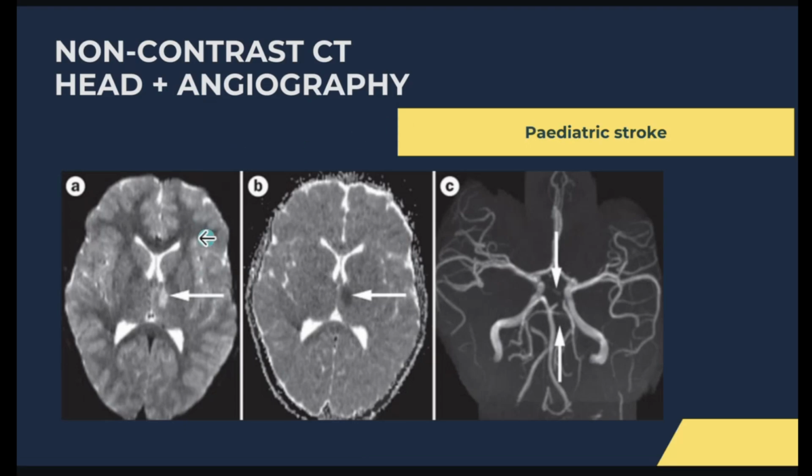So the A and B images show the non-contrast CT. You can see that the stroke is where the arrows point. So that's where the occlusion has happened. And then you would also do angiography to identify where exactly the problem is, and then hopefully correct it as well. So that would be here. You can see that the vessels are not connected anymore on angiography.